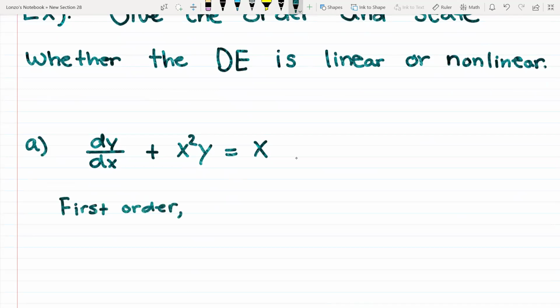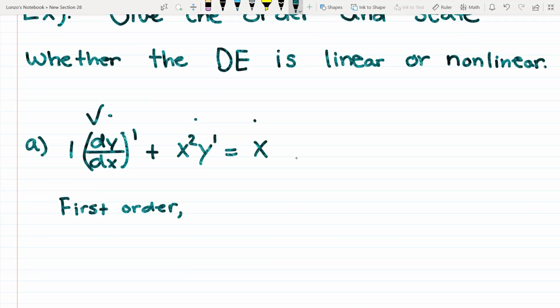Now let's determine if it's linear. Let's look at each term. We have 1, 2, 3 terms we have to look at. So dy over dx, this is to the power of 1, right? This derivative is to the power of 1. And if you look, the coefficient is 1. As long as it's not a y or the same letter as the numerator, you're fine. So this checks out. This one is fine.